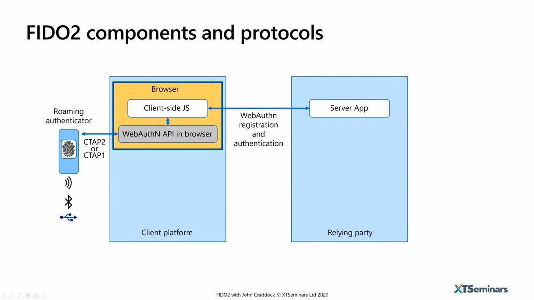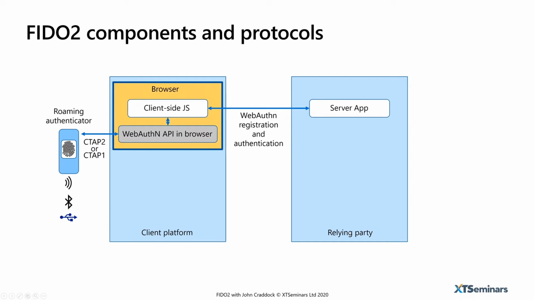We can also support CTAP1. In this scenario, using WebAuthn, we can actually do two-factor authentication. That's using the U2F standard, and there are lots and lots of U2F keys out there. So rather than making them redundant and saying you have to throw those all away, you can still use them if you just want to do two-factor authentication. But we're talking about FIDO2 here, so we need to be using CTAP2.